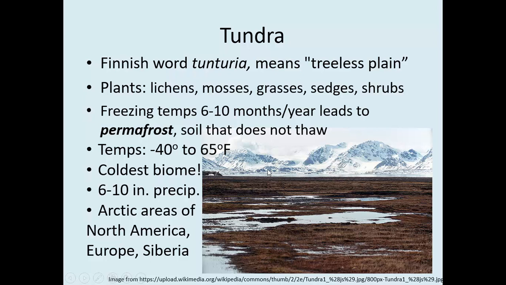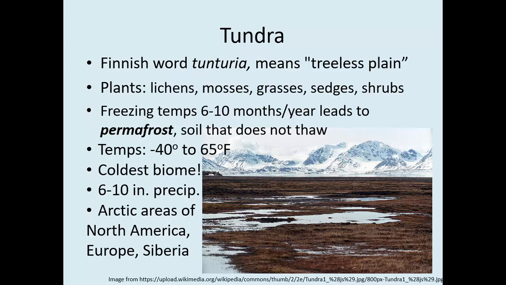Tundra experiences freezing temperatures for more than half of the year, 6 to 10 months per year, and the temperatures range from minus 40 degrees Fahrenheit or even colder up to about 65 degrees Fahrenheit. With global climate change, we are seeing that the tundra is warming up. Some of the permafrost is beginning to thaw, and temperatures are getting higher than 65 degrees Fahrenheit in the summer. And so that is presenting a number of challenges for animals and people that live in this region.